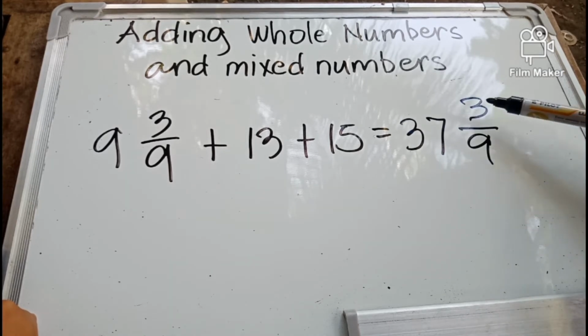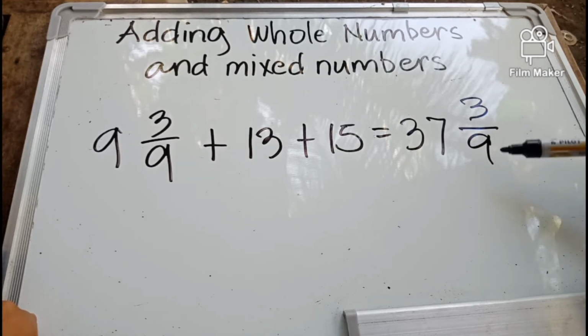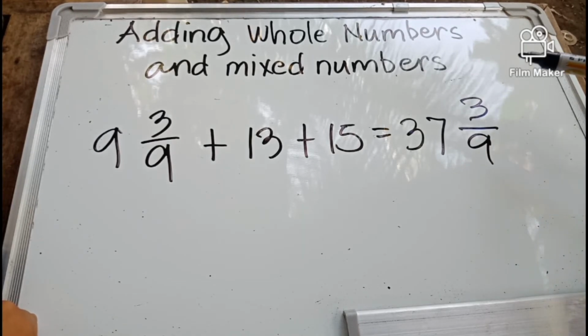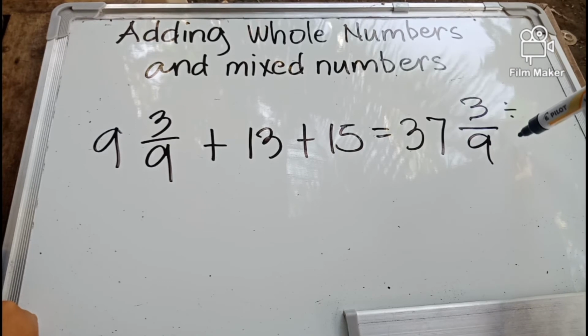Then, titingnan natin kung yung fractions natin ay naka-lowest term na ba. So, dito sa fraction na 3/9, hindi pa ito siya lowest term. So, kailangan nating hanapin ang GCF ng 3 at saka ng 9. So, ang GCF nila ay 3.